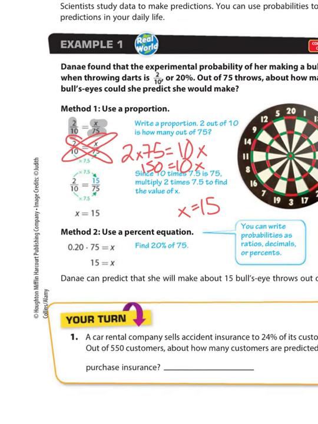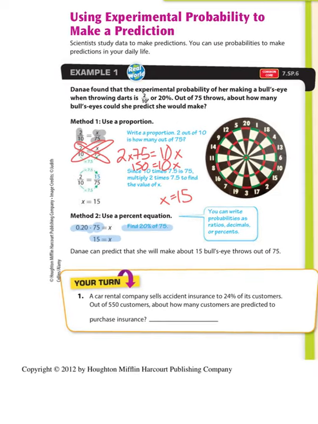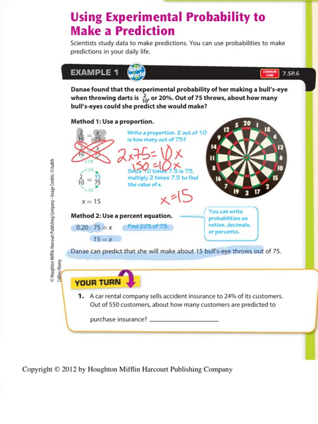The second method is to use the percent. So we know 20% equals 0.2. If we know she's going to make 20% of her throws, to know how many she'd make out of 75, we just need to find 20% of 75. So 20% is 0.2. Of means multiply, so 0.2 times 75. Well, we can just enter that in our calculator, and x equals 15. All right, so Danae can predict she will make 15 bullseye throws out of 75.